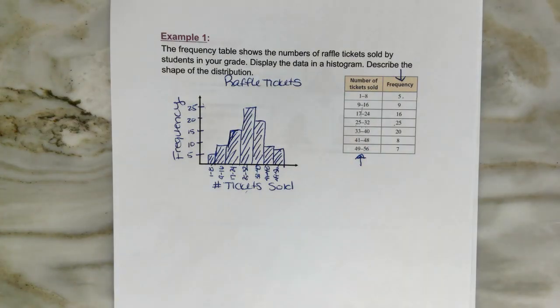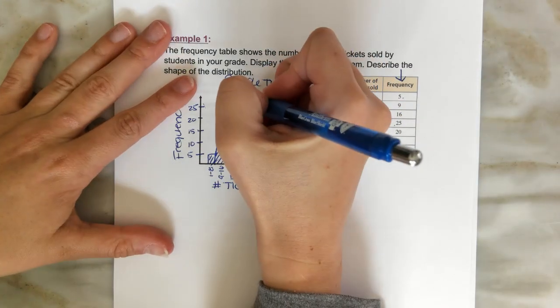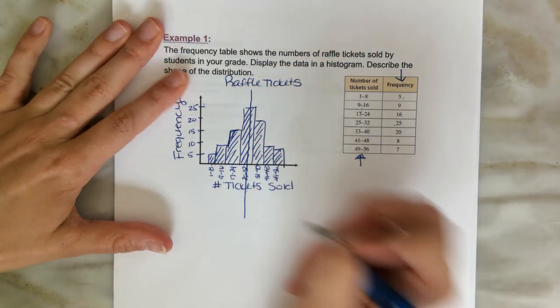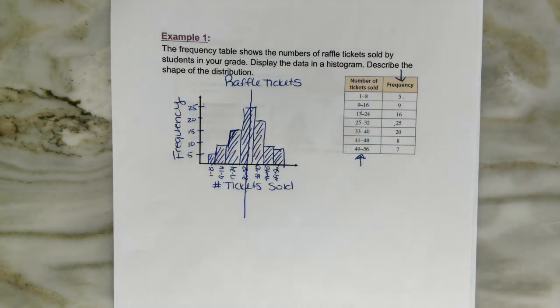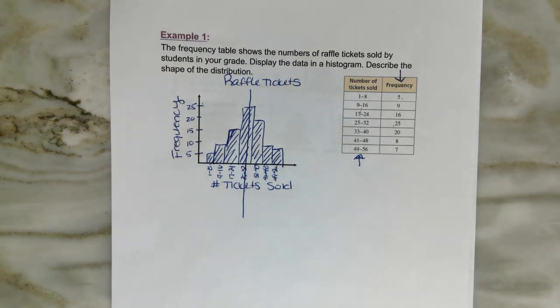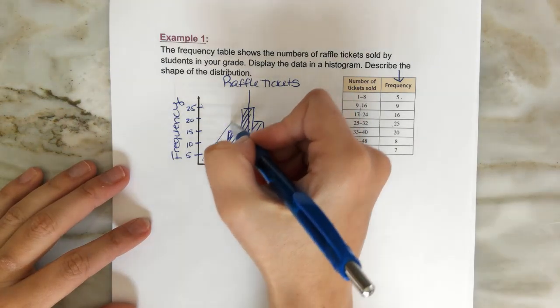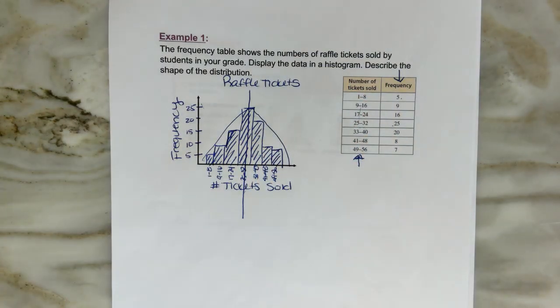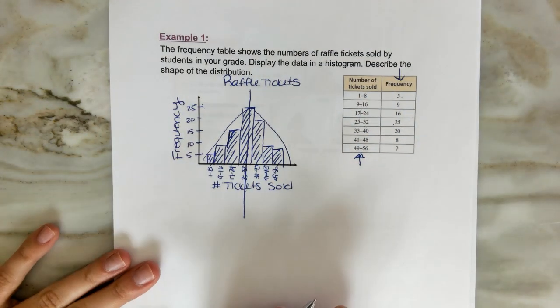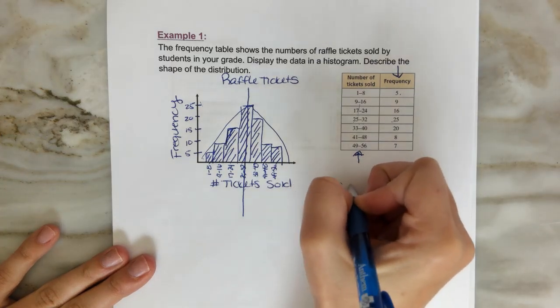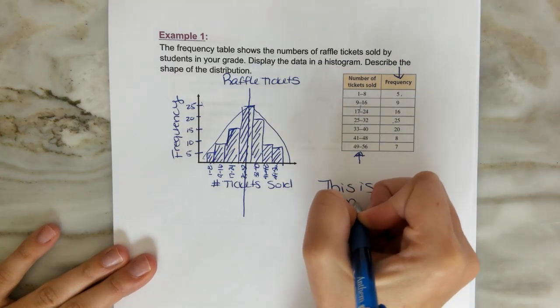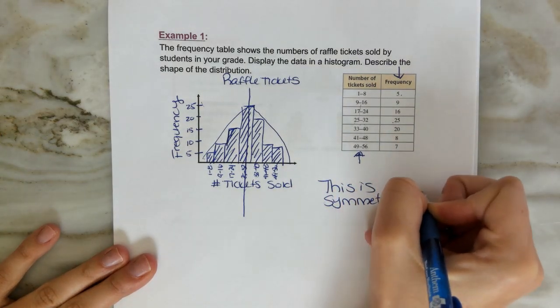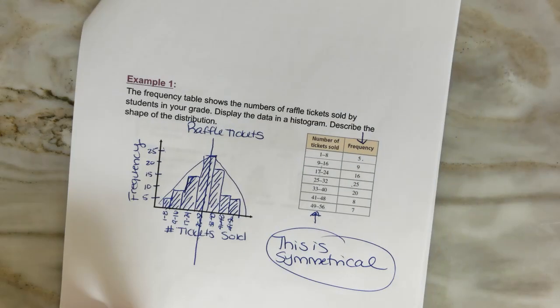So now let's describe the shape of this distribution. The easiest way to describe the shape is to draw a line down the middle and compare the two sides. Even though these over here are much lower than these, it's pretty symmetrical. There's no tail to speak of. So the shape of the distribution is going to be symmetrical.